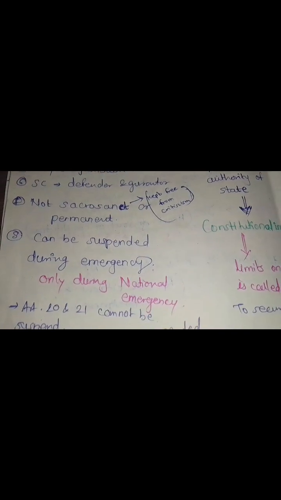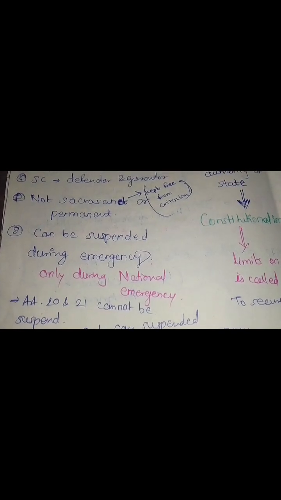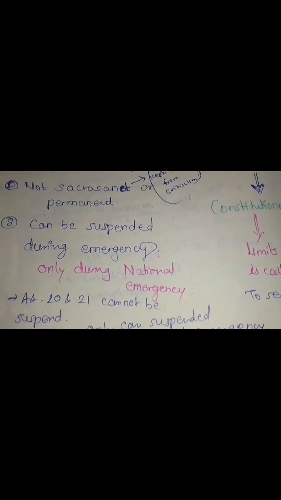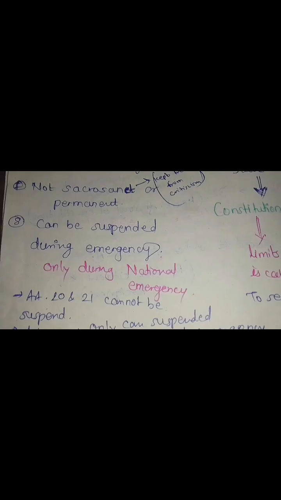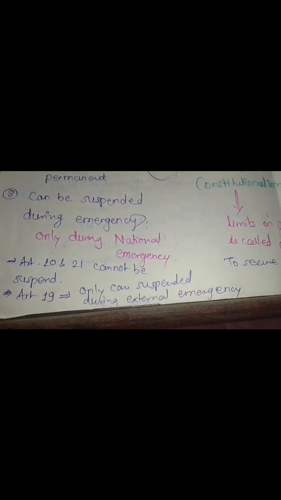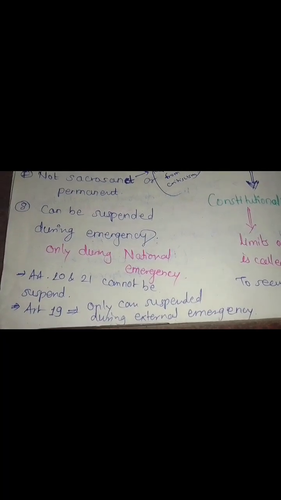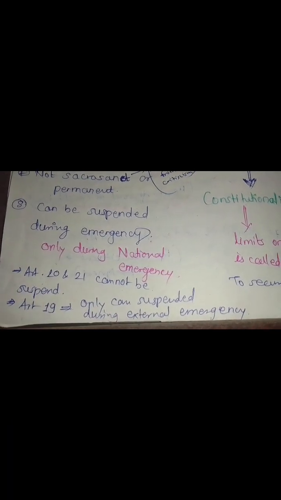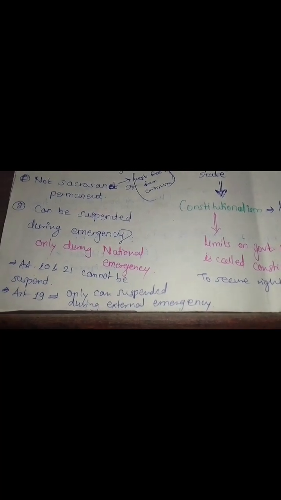further videos. Then, can be suspended during emergency. Some fundamental rights can be suspended during emergency, but only during national emergency. Like Article 20 and 21 cannot be suspended ever. If there is national emergency, the Article 20 and 21 cannot be suspended by government. Article 19 only can be suspended during external emergency. So these are the features of fundamental rights.